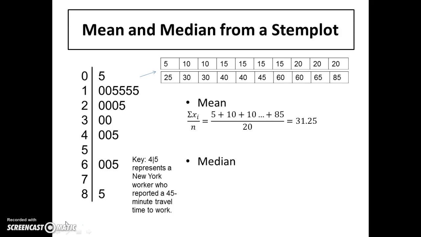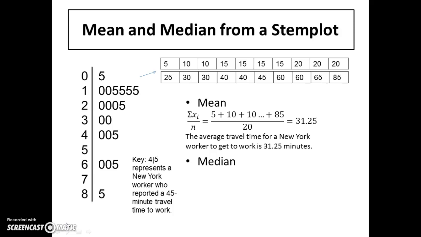Mean is 31.25. I see in context here that we are talking about travel time for New Yorkers to travel to work. So I can say that the average travel time for a New York worker to get to work is 31.25 minutes. That's pretty easy, right?